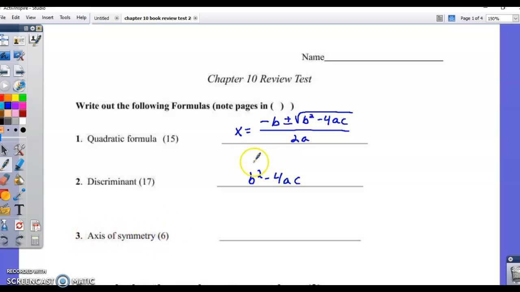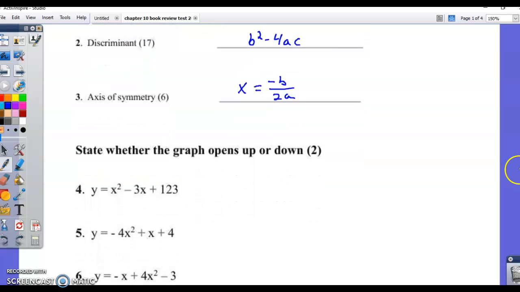And the axis of symmetry, again, is also in here. We talked about this. This is that negative b over 2a. So the x value of the vertex, or the axis of symmetry, is x equals negative b over 2a. We'll use those throughout this.